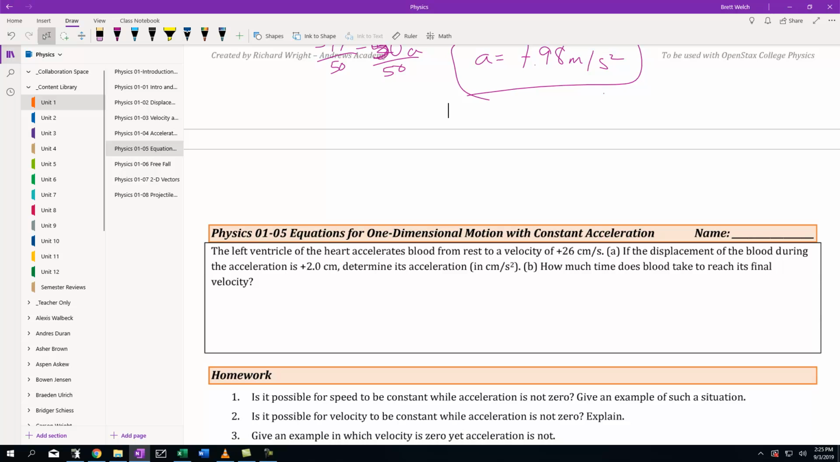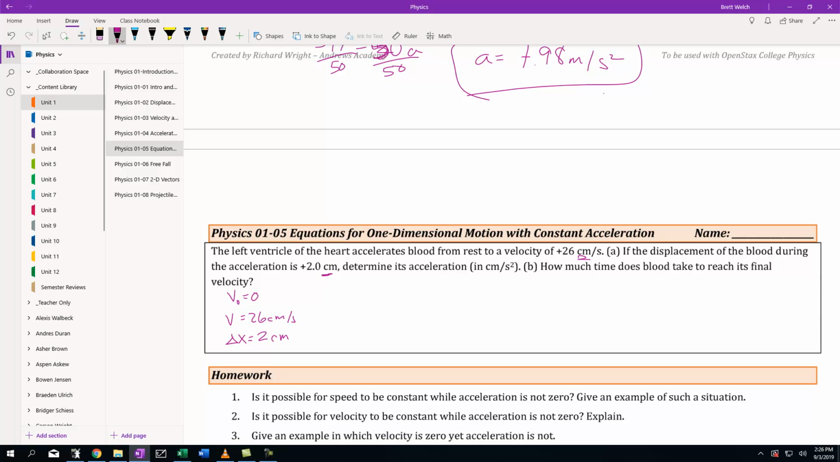The left ventricle of the heart accelerates blood from rest to 26 centimeters per second. If the displacement of blood during the acceleration is 2 centimeters, meaning that's how far it's moved, determine the acceleration in centimeters per second squared. Normally we want this to be in meters per second, but since everything is in centimeters, we might as well do centimeters per second. And then it asks how much time it takes. So first, let's start with the initial velocity of the blood. It's going from rest to a final velocity of 26, that's positive. The displacement, or change in position, turns out to be 2 centimeters.